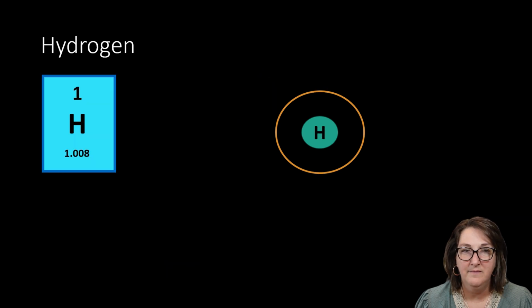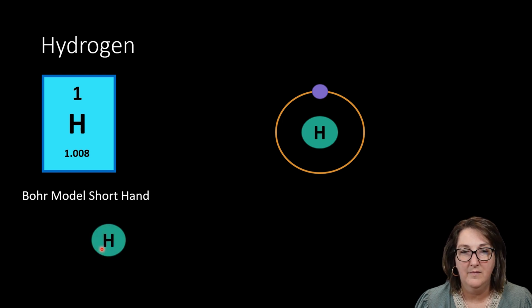Here I have hydrogen. How many electrons does hydrogen have? It just has 1. So this has room for 1 more electron, but all I have is 1 electron, and so this is going to be my Bohr model for hydrogen. If I do a Bohr model shorthand, I will do the letter, I do my ring, and 1.